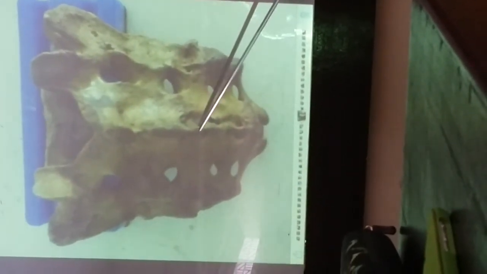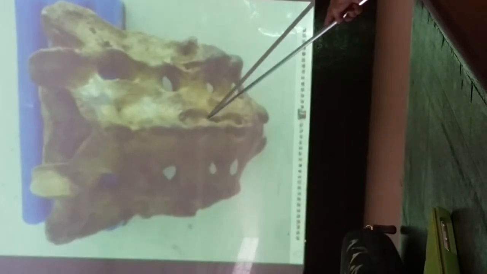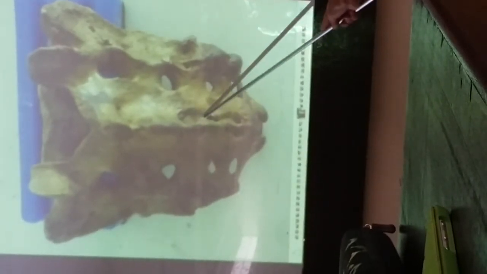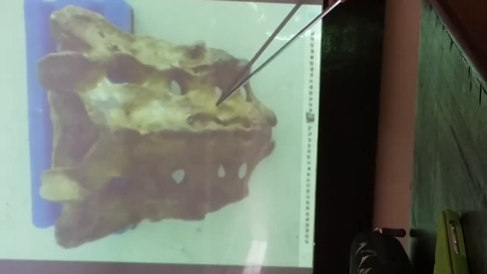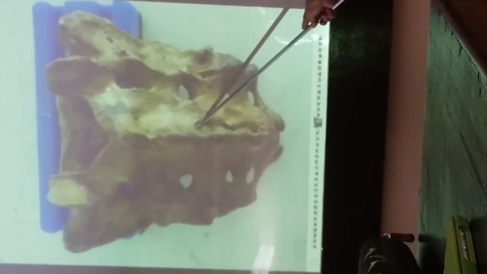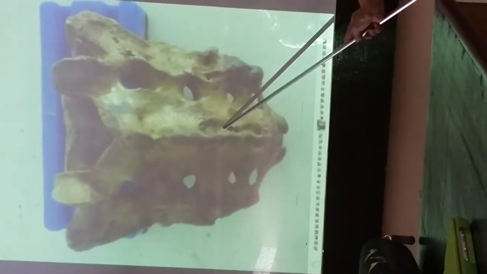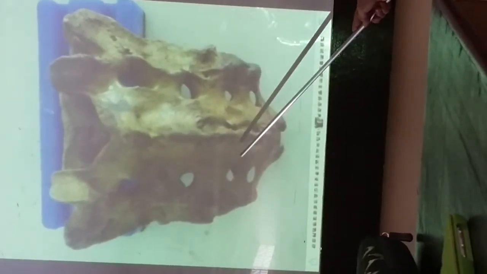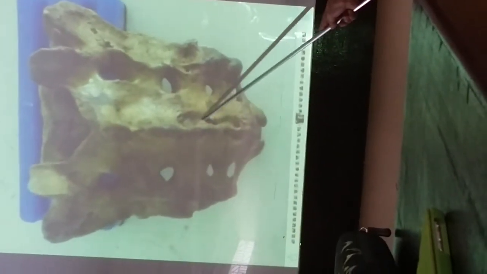They are locking here. You find an opening. Kaya lang sumobra dito eh. Sacral hiatus. And there will be two. Kaya lang lumaki. This is just an artifact, no? But there's an opening here because the laminae of S4 and S5 are locking. You call that sacral hiatus.